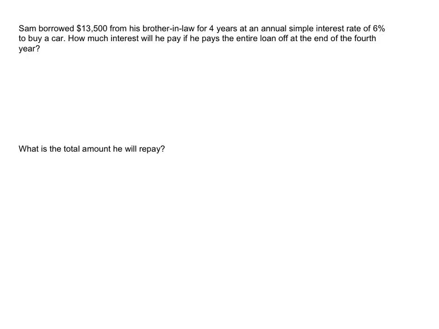First example, it says Sam borrowed $13,500 from his brother-in-law for 4 years at an annual simple interest rate of 6% to buy a car. How much interest will he pay if he pays the entire loan off at the end of the 4th year? So this seems overwhelming, but we're going to be using that formula of simple interest equals your principal times your rate times your time.